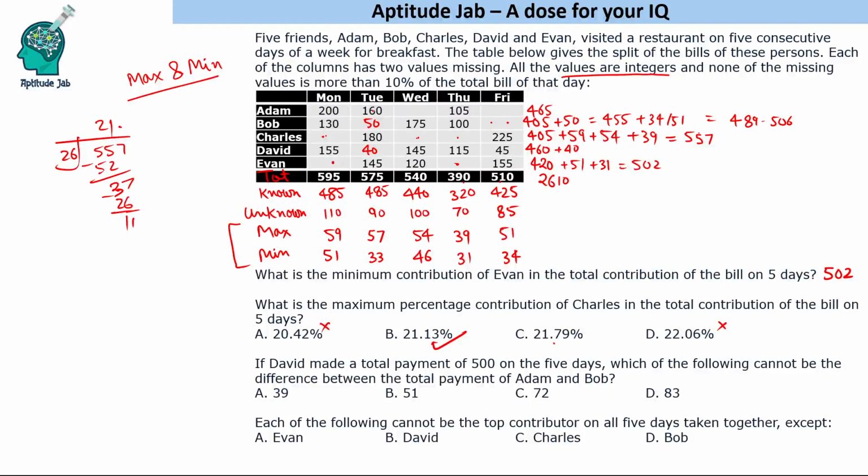Now Adam is 465. Let us find the minimum. If we assume the minimum, he will pay 80 rupees in the minimum case. And if we take the maximum, that will be 105. So that can go from anywhere from 545 to, if this is 105, that can go to 570. Okay, so that can be in this range.